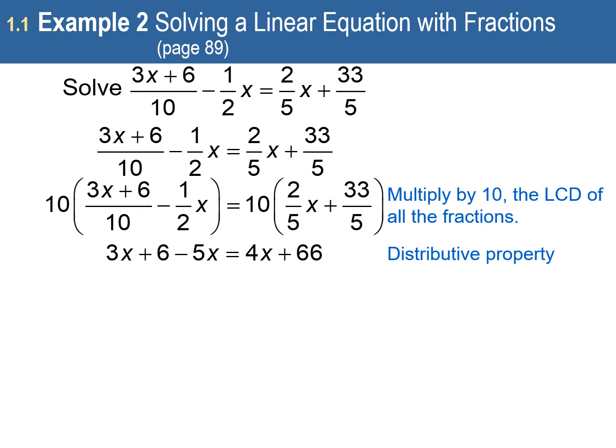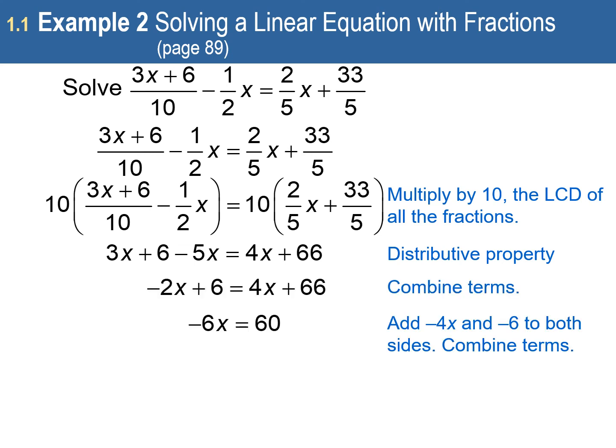The 10 will eliminate the denominator for the first term, and then 10 times 1/2 gives me 5, so it'll be minus 5x. 10 times 2/5 becomes 4 times x, and then 10 times 33 divided by 5 is 66. Next, we're going to collect like terms and divide both sides.